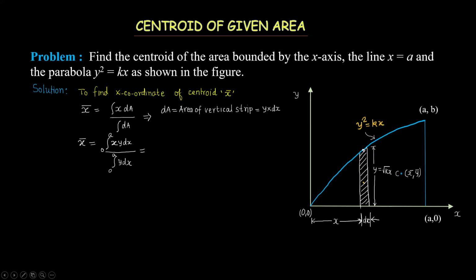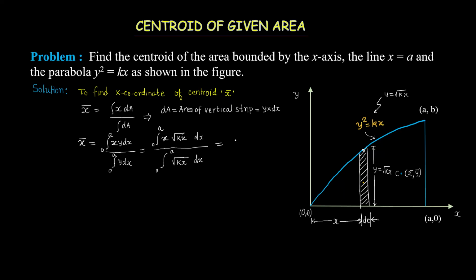Now, inside the integration there is a variable y, so we need to replace y with x, friends. If I simplify this equation, I can write y equal to root kx. So this value I'm going to put here. It is going to be integration from 0 to a of x times root k times x dx in the numerator, and similarly in the denominator we can write integration from 0 to a, and y will be root kx dx.